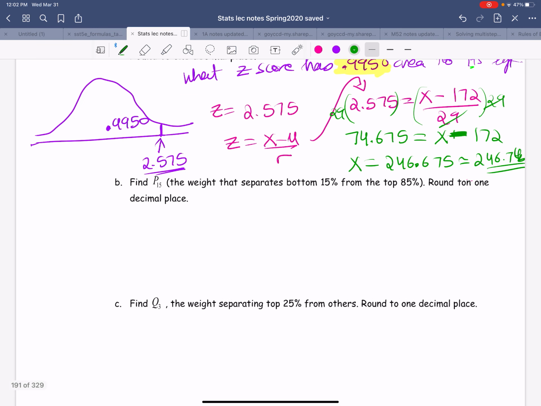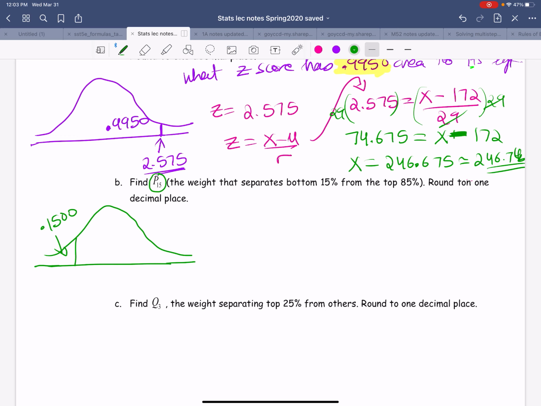Find P15. P15 is the 15th percentile. 15th percentile means what weight has 15% of the values below it. 15% is the area here. So 0.15, I'm just writing it as 4 decimal places. So what is the weight that 15% of men weigh less than, and the other 85% of men weigh more than? So that's what we're looking for.